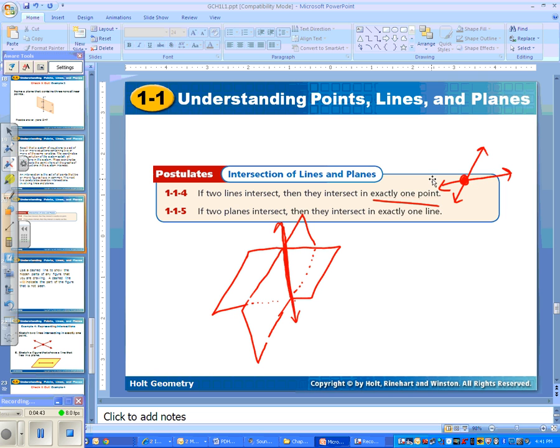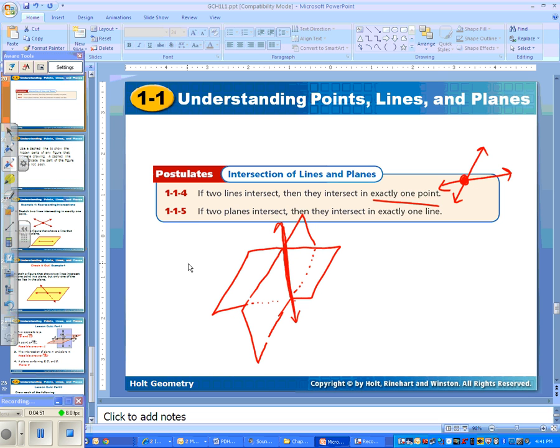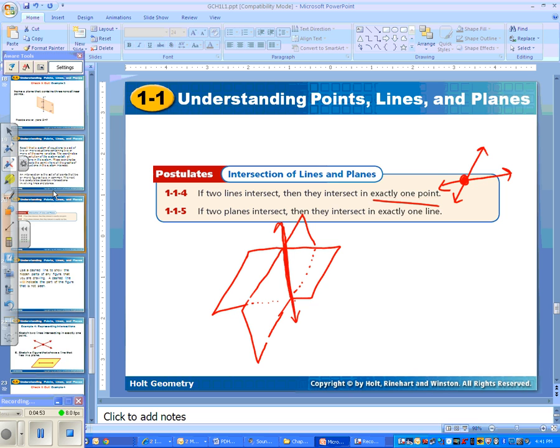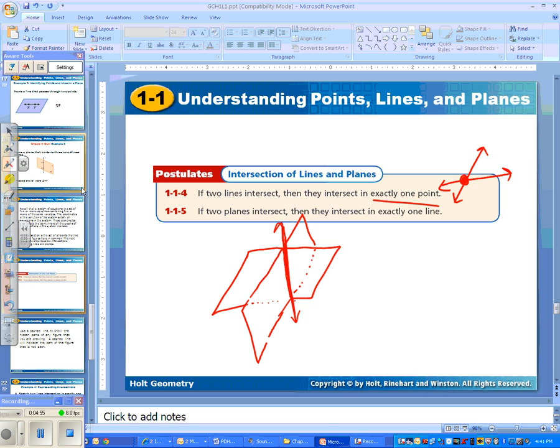So when you have 2 lines that intersect, it's a point. When you have 2 planes intersect, it's a line. And I can show you another example in class. So postulates. There's some 5 postulates that are important and they're going to help us get started with proofs in geometry.